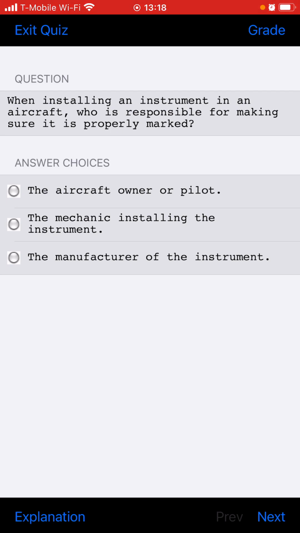What are three sources of power used to drive a gyroscopic turn indicator? Air from a vacuum or pressure source, or an electric motor.